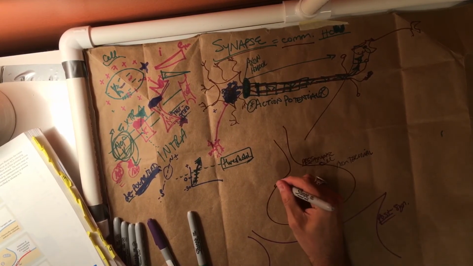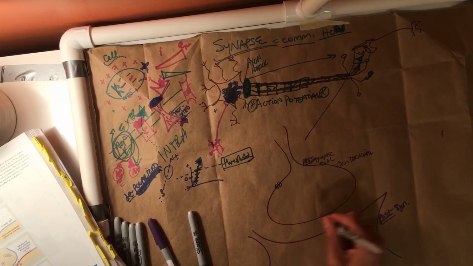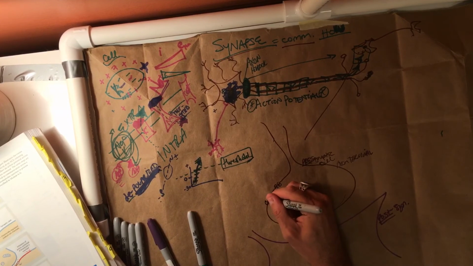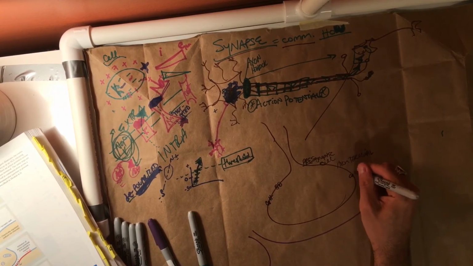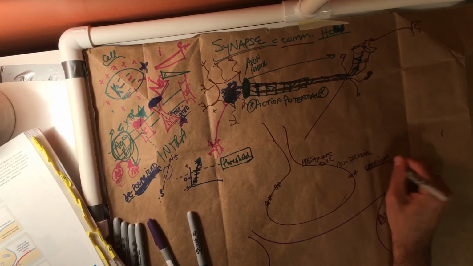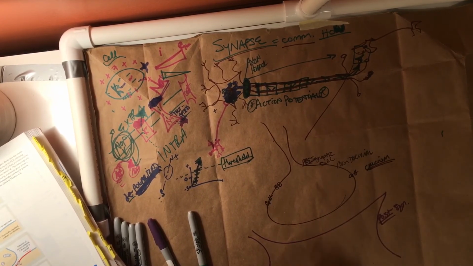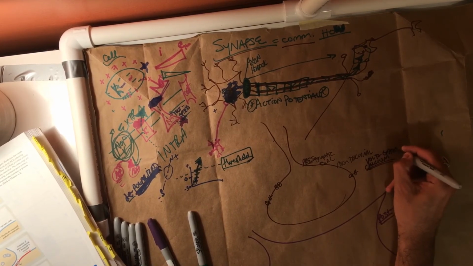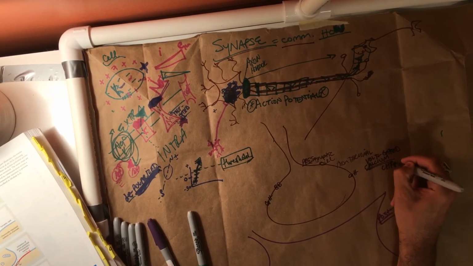This is phospholipid bilayer, cell membrane. There are voltage-gated calcium channels. I want you to remember calcium when you think of an axon terminal. These are voltage-controlled or voltage-gated calcium channels.